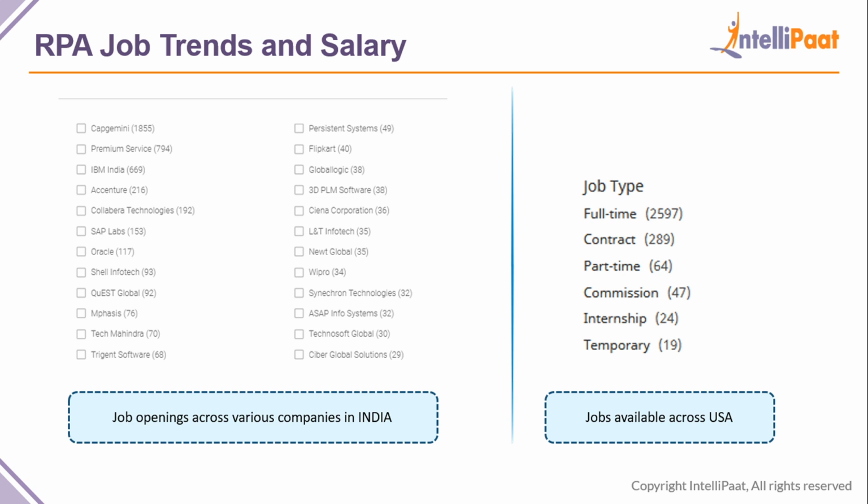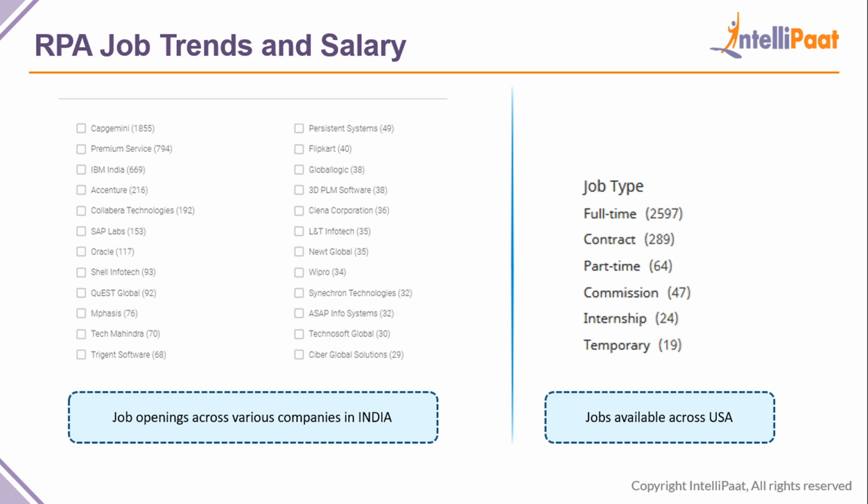Moving further, here we have compiled some more information on RPA jobs. On the left hand side of your screen, you can see job openings across India, across various companies. Capgemini itself is looking for 1,855 RPA developers right now in India, and it's just in India. If you look at a global trend, there are jobs everywhere. On the right hand side, I've given you the types of jobs that are available in the USA. There are 2,597 full-time jobs available right now for RPA developers in the USA. So this tells you a lot about how trending this technology is.